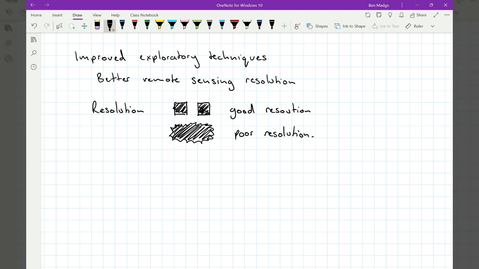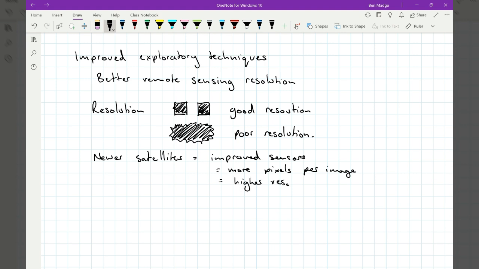So if we have newer satellites, these are going to have improved sensors. And we are going to have more pixels, which means the little squares that make up a picture, per image, because they have a higher resolution. And this will allow us to identify smaller features of interest from a satellite.